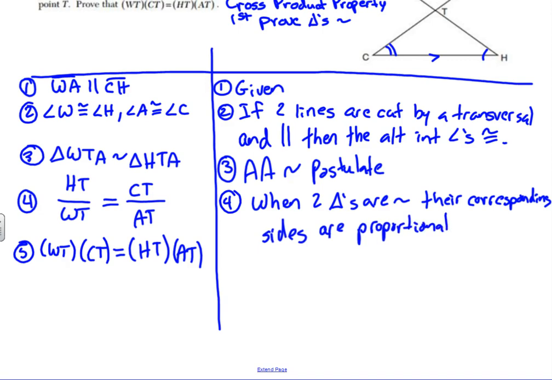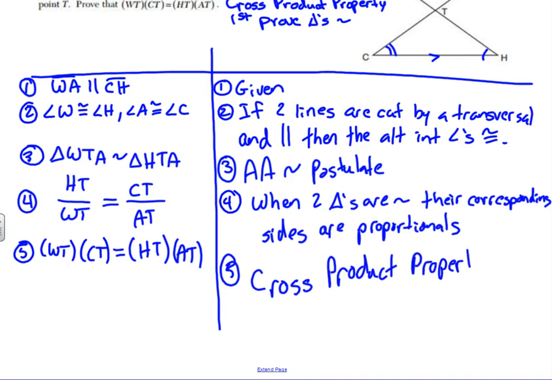So when two triangles are similar, their corresponding sides are proportional. And then the last one is the cross product property. It's the product of the means equals the product of the extremes. So in these proofs, like 90% of the time, the reason is angle-angle as we're doing those.